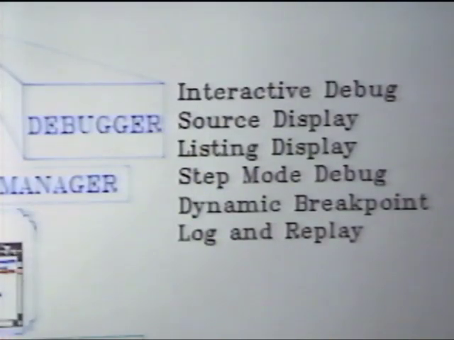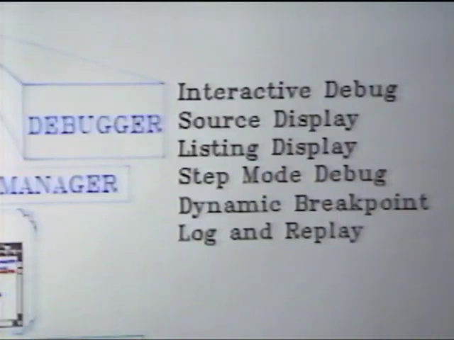We also have an interactive debugger running on the PS2 workstation cooperatively with the AS400 host to deliver interactive source level debug. This is a dynamic debugger in that the user can introduce breakpoints at any time during the execution of the program. And throughout the execution of the program, the user can look at the values of variables and find out and make changes to those values as necessary.